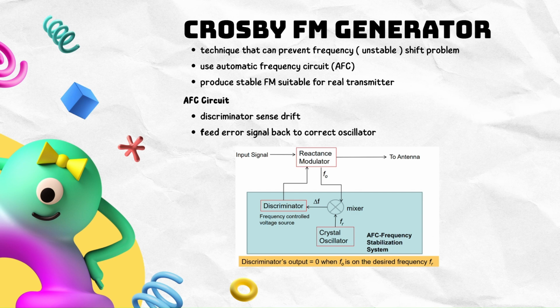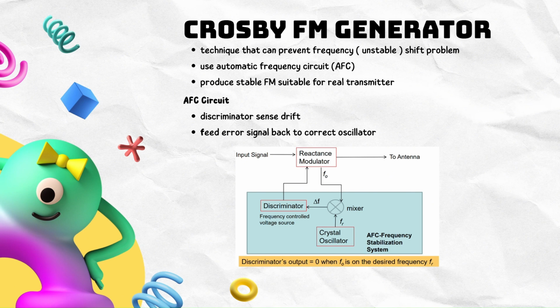The Crosby FM generator is also a type of direct method, but with the addition of a technique that can prevent the frequency shift problem by using an automatic frequency control circuit to produce stable FM, which is suitable for a real transmitter.